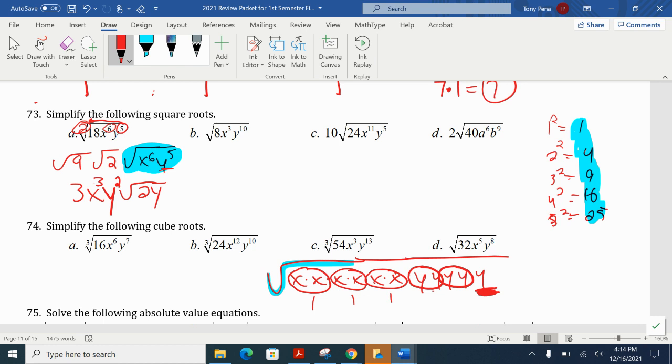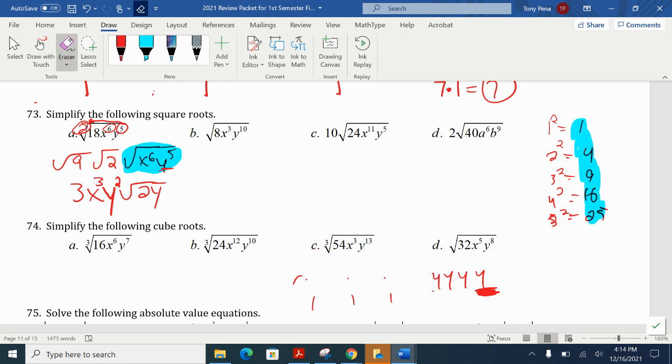All right. Writing them out like this is a nice visual. It takes a little bit of time, maybe not the most efficient, but if that helps you see what's going on and how we need sets of 2, then by all means, go ahead and do it. All right.